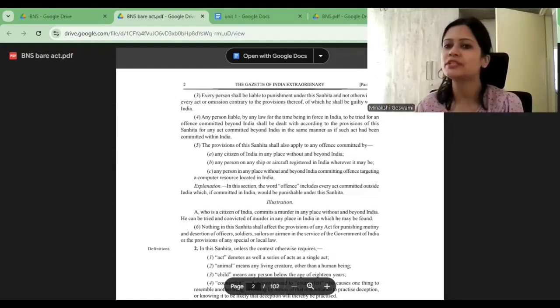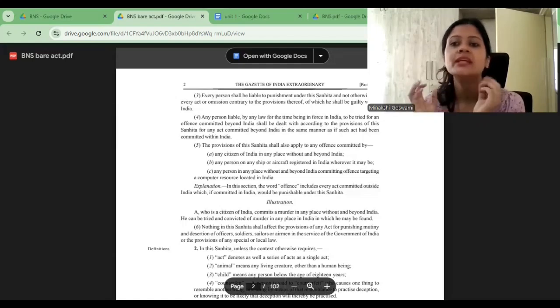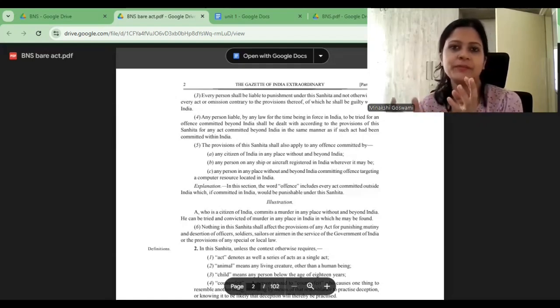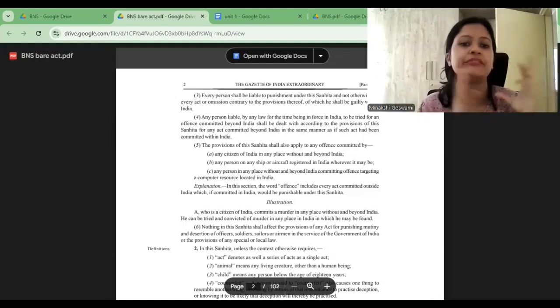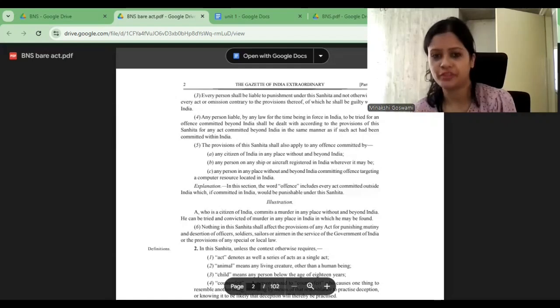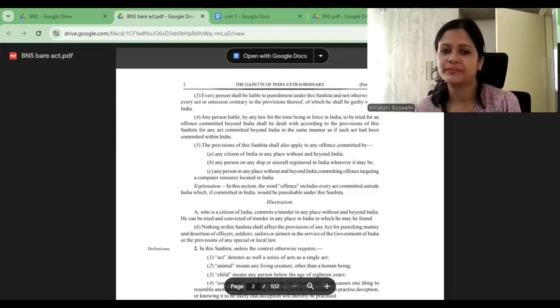So, yes, they can be prosecuted under BNS because they are an Indian citizen and they were targeting a computer resource which was located in India. Even though at the time of commission of crime, they were in a foreign country, we can file a case against them under BNS. Another example I can give, a foreign national, who is not a citizen of India, commits theft while on an Indian registered aircraft, which is flying over international waters.